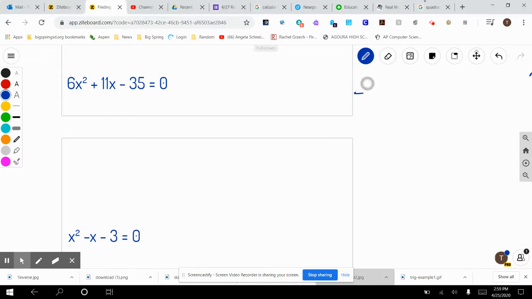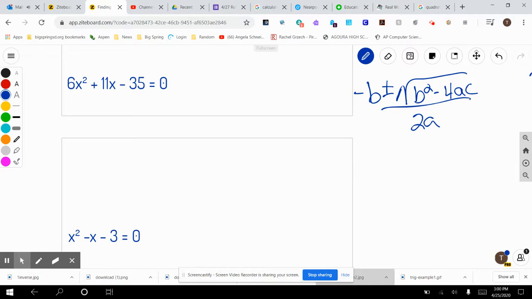So the quadratic formula is negative b plus or minus the square root of b squared minus 4ac, all over 2a. Now that may look confusing. The plus or minus thing you probably haven't really seen yet. And eventually you'll start talking about imaginary numbers. We're not really going to talk about those, okay? But this solves the quadratic formula.